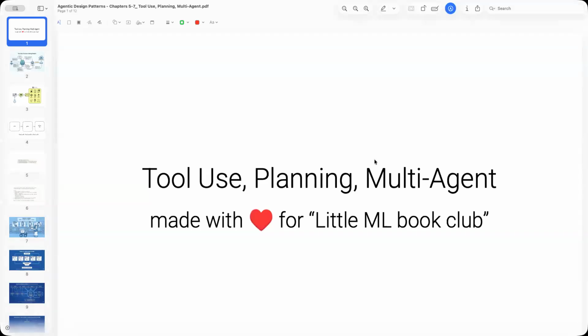All right, ladies and gents, today we're here for another chapter of Agentic Design Patterns. Today we're here for tool use, planning, and multi-agent collaboration. Well, once again, this is going to be a fairly short call. Hopefully, we'll see. Maybe we'll have a ton of questions.